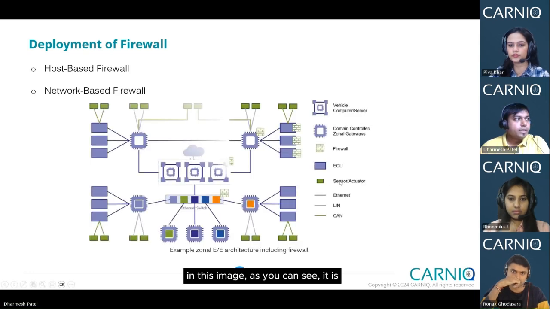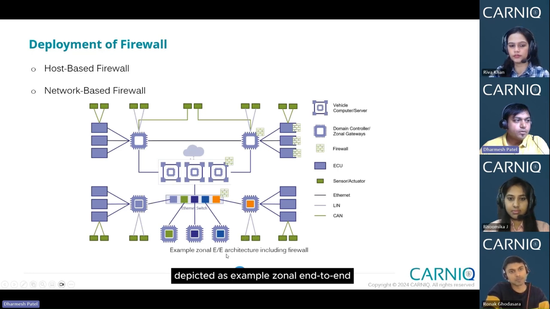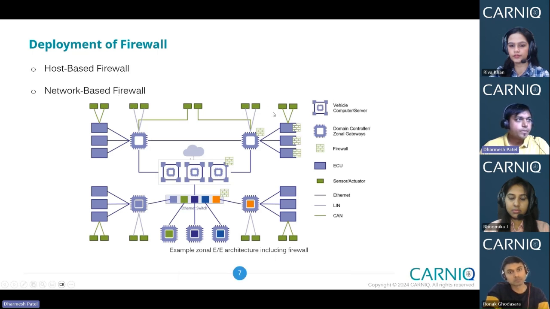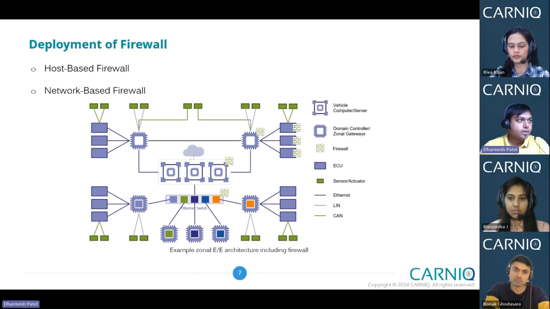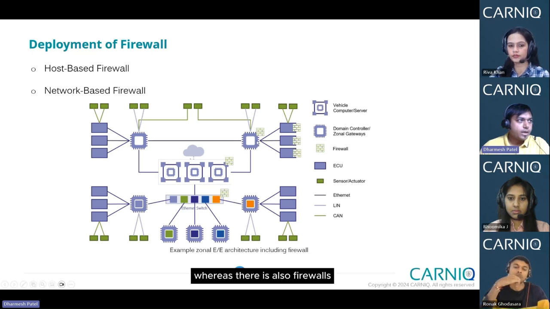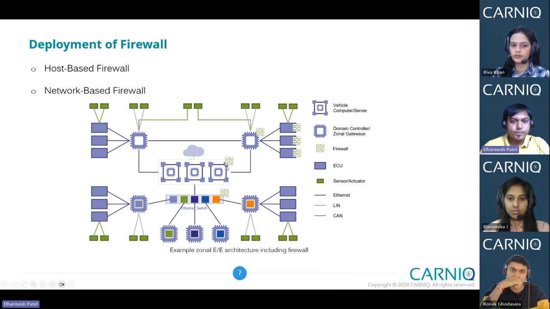So in this image, as you can see, it is depicted as an example zonal end-to-end E2E architecture including firewalls. You can see both these types, host-based and network-based, are depicted here. On the right-hand side, you can see these are the ECU levels, so we can consider these as host-based firewalls, whereas there are also firewalls at the domain controllers, at the switches, and at the server. These are nothing but our network-based firewalls.